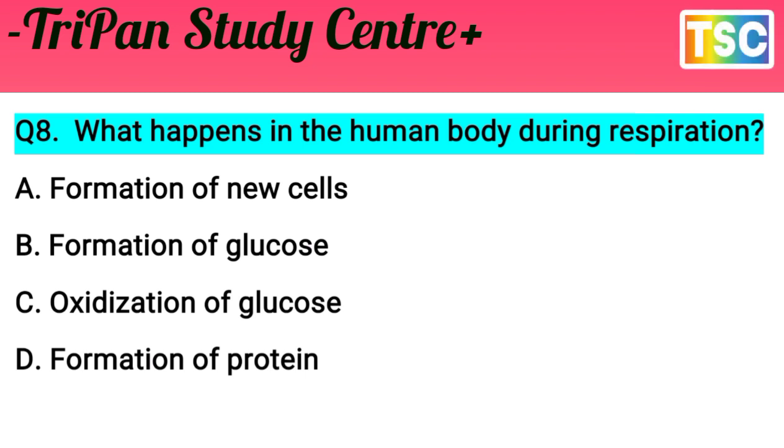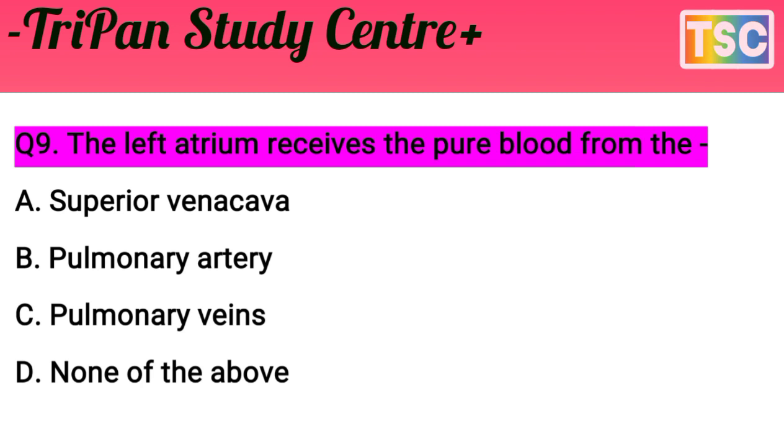What happens in the human body during respiration? Option C is correct: oxidation of glucose. Let's see the next question. Next question on your screen.